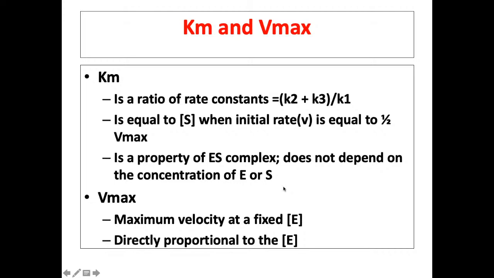Vmax is the maximum velocity at a fixed enzyme concentration, and it is directly proportional to the enzyme concentration also.